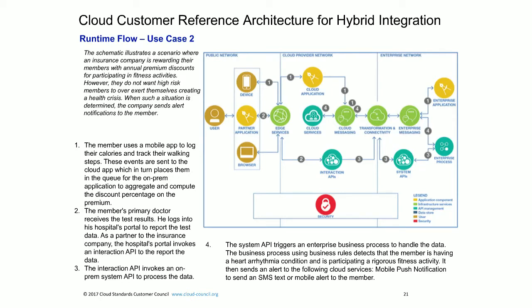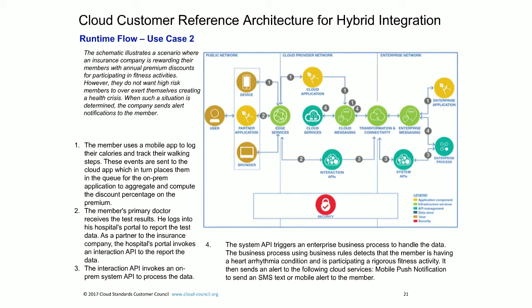So starting with step 1, the flow is a little different here. I'll try to walk through it. You can see the numbering along the arrows shows the flow of information or data. So in step 1, the member uses a mobile app to log their calories and track their walking steps. So this could be a smartphone, could be a smartwatch, etc.